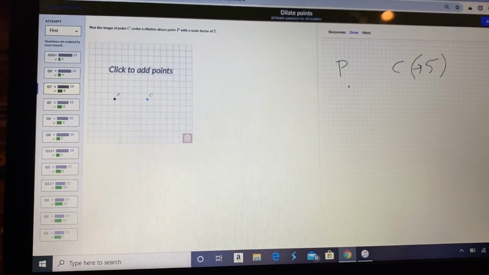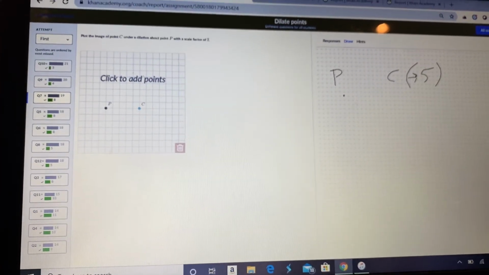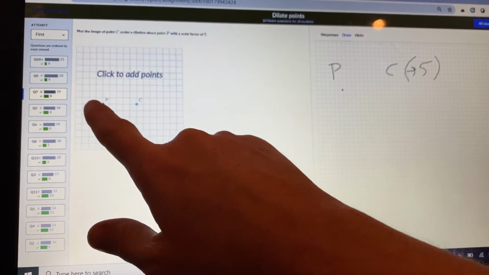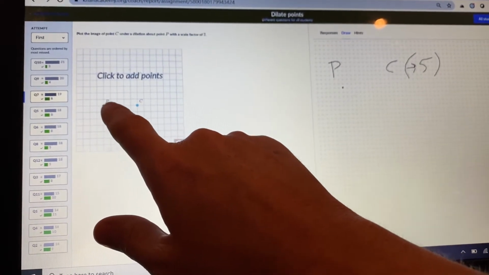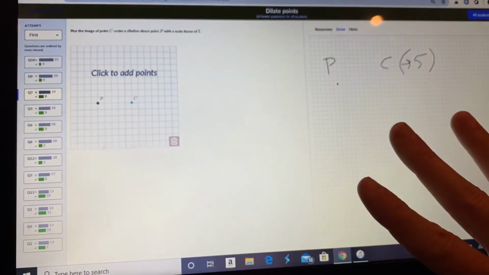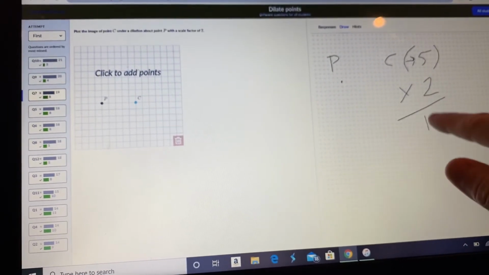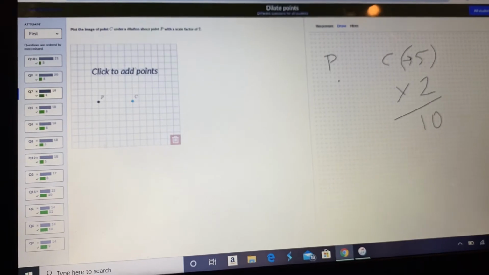Third most commonly missed, again, you've got this with a scale factor of 2. So if we're starting at point P, there's 1, 2, 3, 4, 5 over to P. So if I multiply that by 2, I'm going to get farther away. I'm going to move right 10 instead.